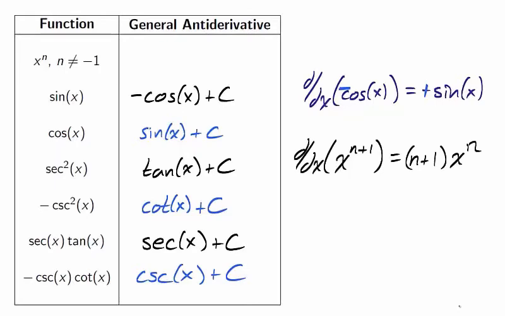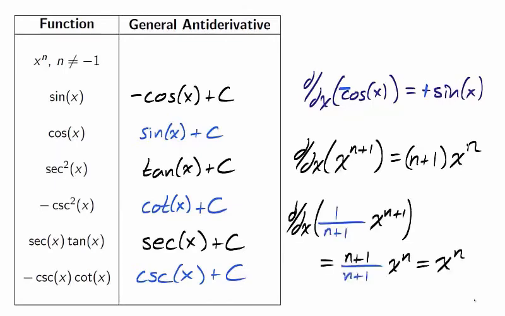The derivative of x to the n plus 1, using the power rule, is n plus 1 times x to the n. If we assume that n is not equal to negative 1, then n plus 1 is not 0, which means that we can divide by it. Therefore, we can calculate the derivative of 1 over n plus 1 times x to the n plus 1 as x to the n. So we can reverse the power rule for the function x to the n when n is not equal to negative 1.